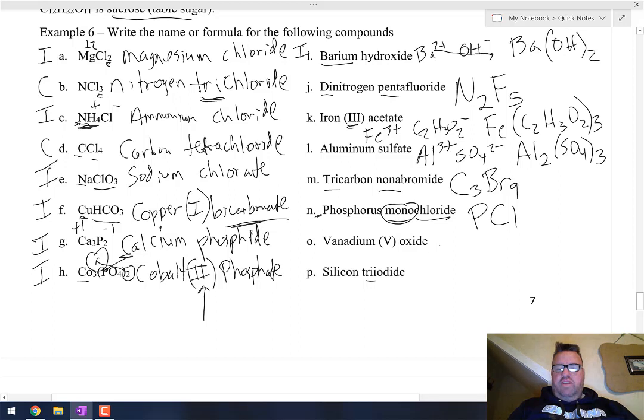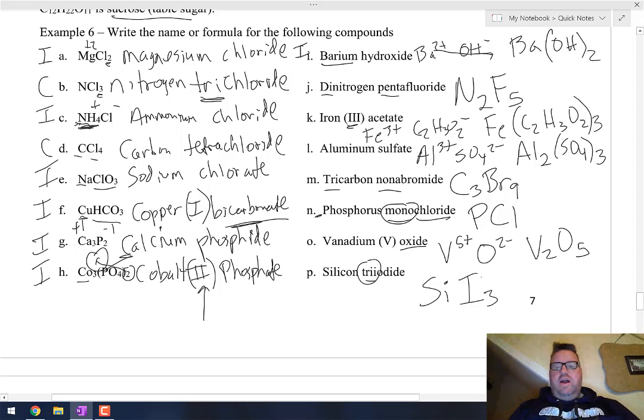Okay, letter O, vanadium 5 means that vanadium has a +5 charge. Oxide is O, that has a -2 charge. So again, like always, we just switch those 2, and we get V2O5. And then our final one, silicon triiodide. Silicon is Si. And then iodide comes from iodine. So that's I, and with a tri, that means there are 3 iodines.